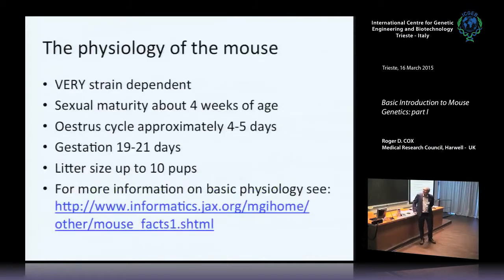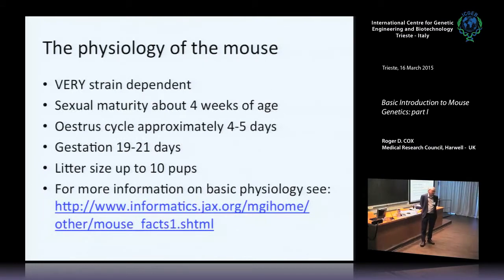There are some things to be aware of in using the mouse as a model. The physiology of the mouse and the phenotypes that you measure is very strain dependent, so it matters what genetic background you're on or how mixed your genetic background is. Mice reach sexual maturity about 4 weeks of age. They have a rapid estrus cycle, so another consideration when you're doing experiments is if you're looking at female mice, you may have hormone effects that you can't control very well.